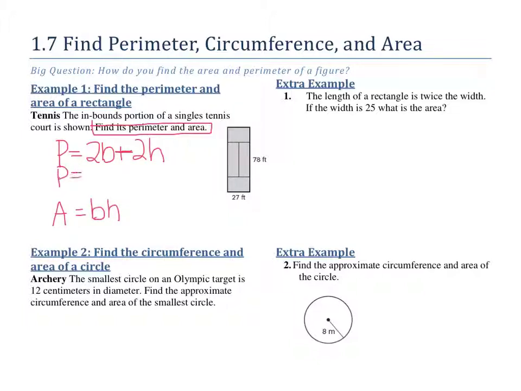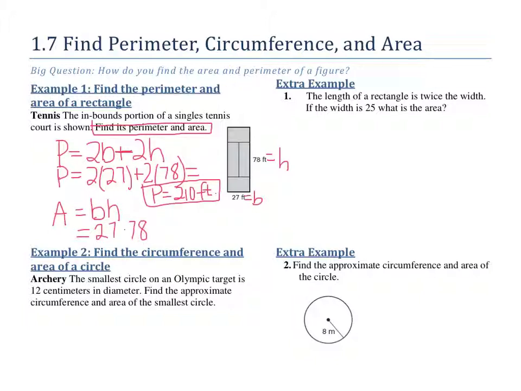So my perimeter is 2 times, well, this 27, there's my base, and this 78, there's my height. So 2 times 27 plus 2 times the height is 78. So if you simplify that, you just put it in your calculator, you find the perimeter is 210, and that unit would just be plain feet. So there's my answer right there. And for the area, base times height, my base is 27 and my height is 78. So if you multiply those together, you get 2,106, and my unit would be feet squared. So here's my area.